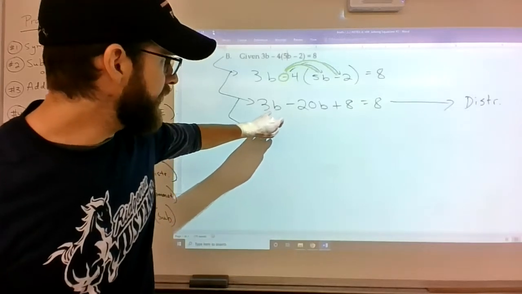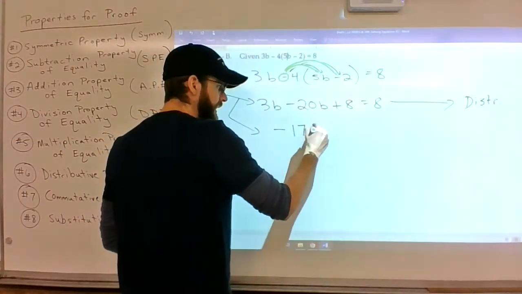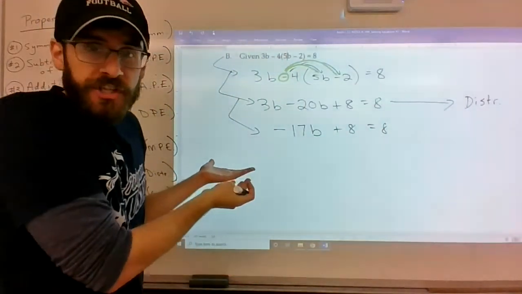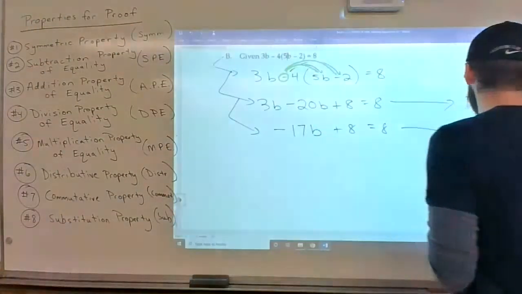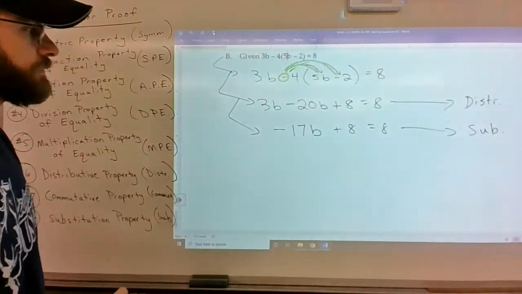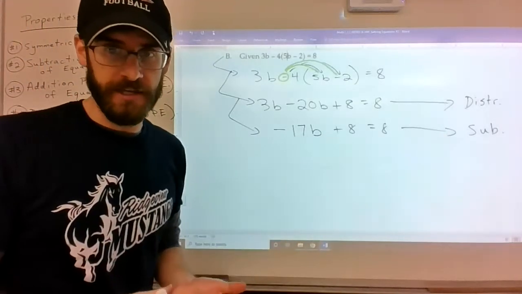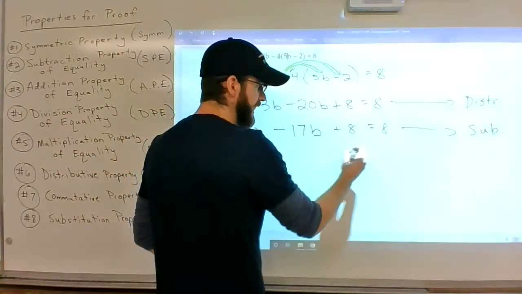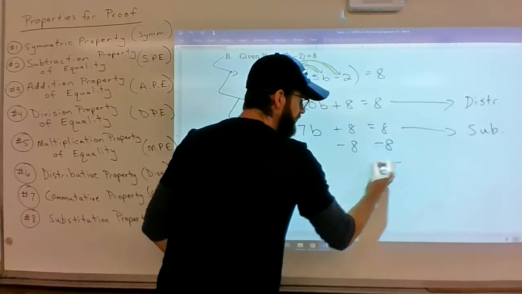So 3b minus 20b would be negative 17b. All right? I didn't use the commutative property because the like terms were already side by side. So I would jump right to substitution. All right, now it looks exactly as the section 1 problems did, which makes for easy calculations. I need to move the 8 over here with the 8 over there. There's a plus, so I'm doing opposite operations to move it.